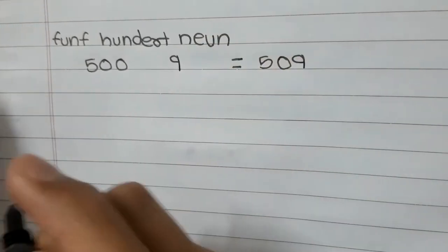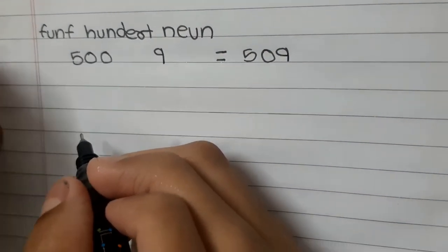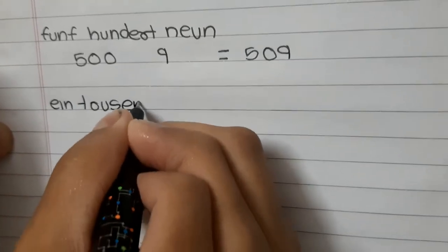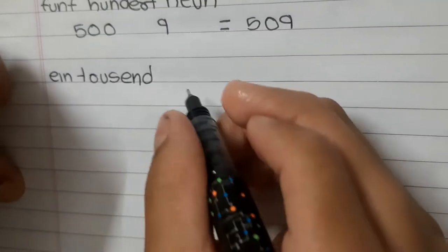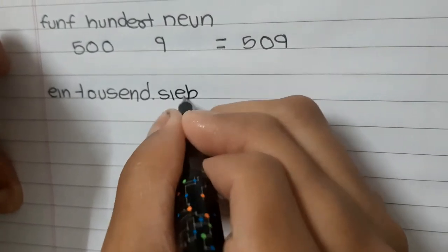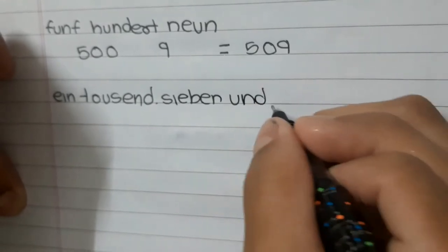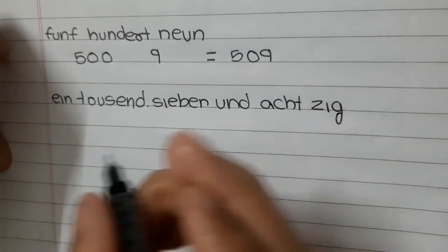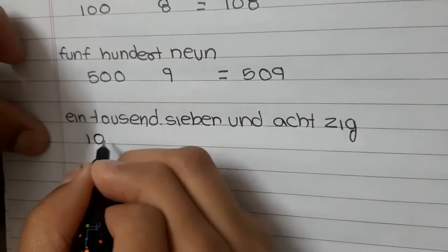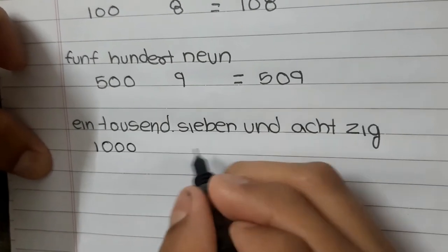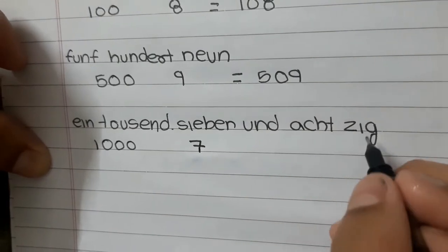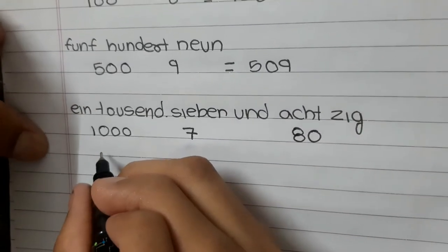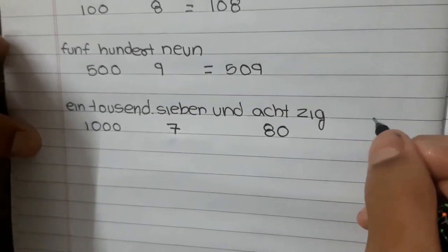Let's take a random German number. Eintausendsiebenundachtzig. Eintausend means 1,000. Sieben is 7. Achtzig is 80. 1,000 plus 7 plus 80 equals 1,087.